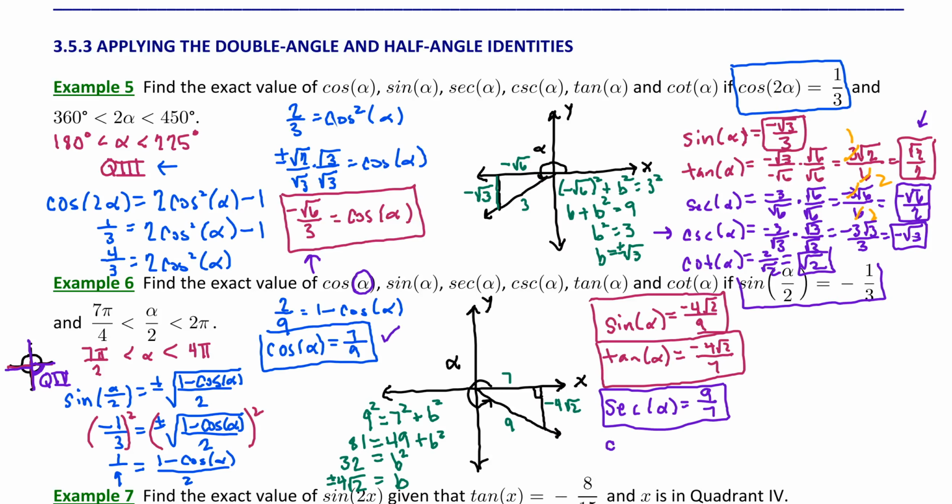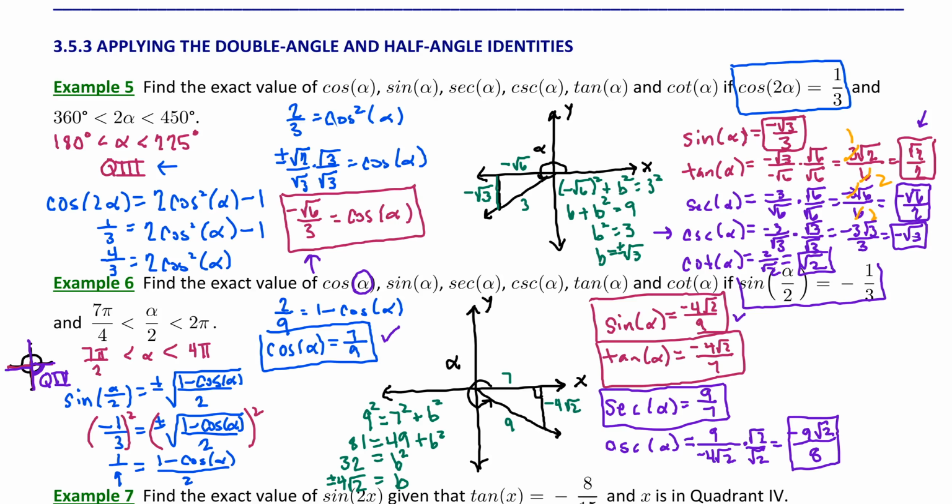Cosecant of alpha is the reciprocal of sine. Sine is negative 4 square root of 2 over 9, so I'm going to flip that over, 9 over negative 4 square root of 2, and let's rationalize. Multiply the top and the bottom by square root of 2. I'm going to call that negative 9 square root of 2 over 4 times 2, or 8.